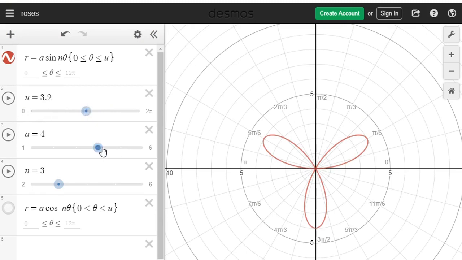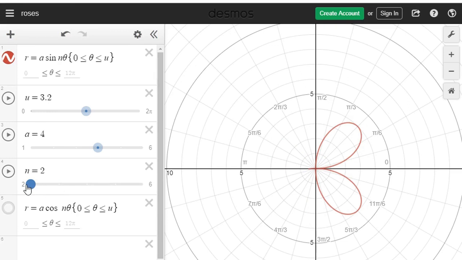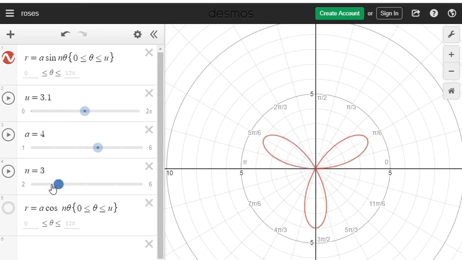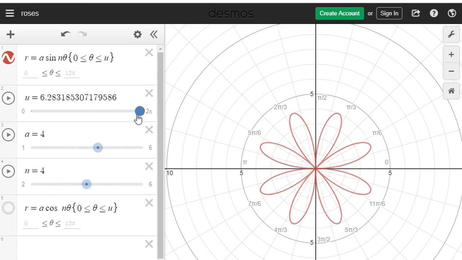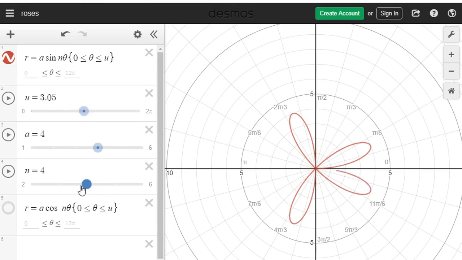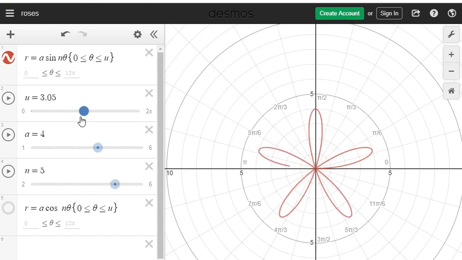So this is the same deal that we had with cosine. If I have 2 as my n, I have 4 petals, but I need to go all the way to 2π in order to get completely done. If I have 3 petals, it's all done by π, basically. If I have n equals 4, I have 8 petals, but I need to continue going to get all 8. If I have 5 petals, I'm done by π.